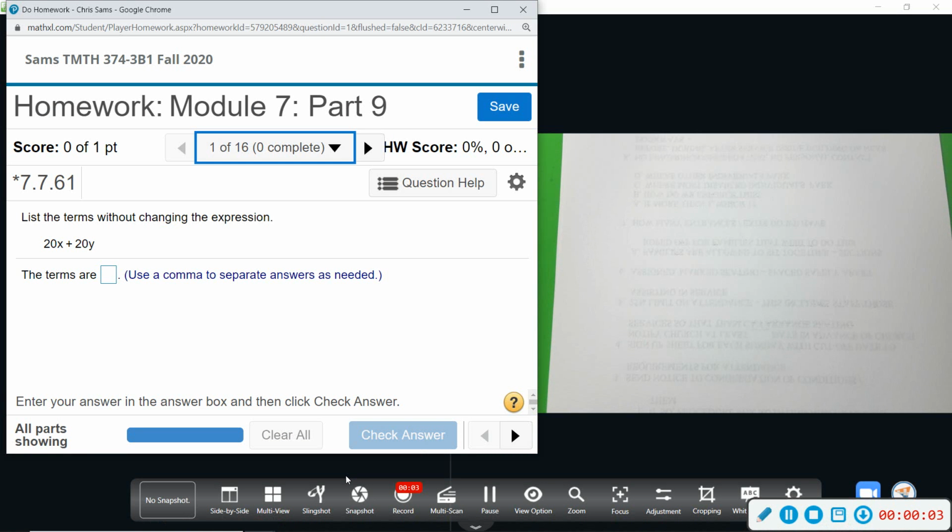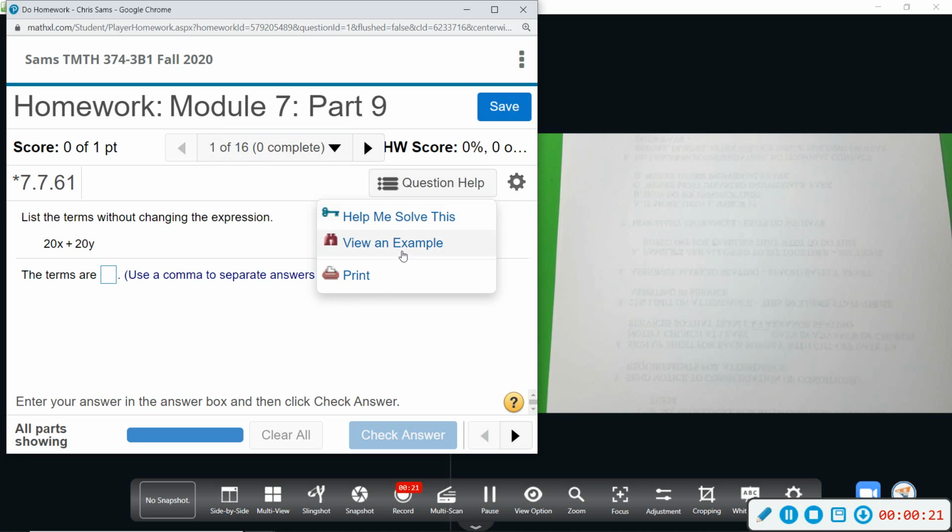All right, Module 7, Part 9. We're going to be looking at variable expressions and terms. And this first question wants you to list the terms without changing the expression. It says the terms are, use a comma to separate them. So let's talk about what a term is.